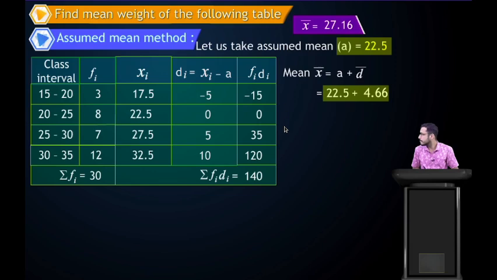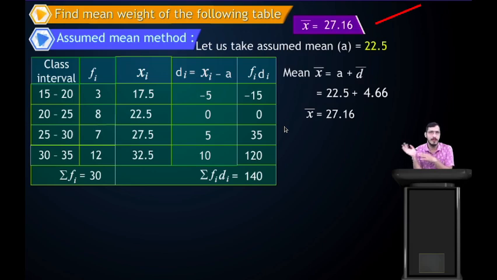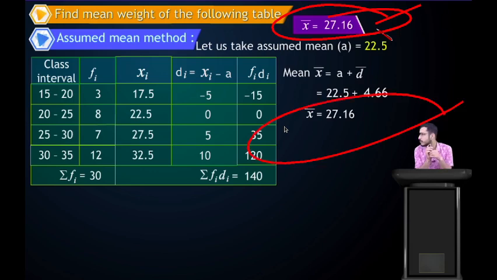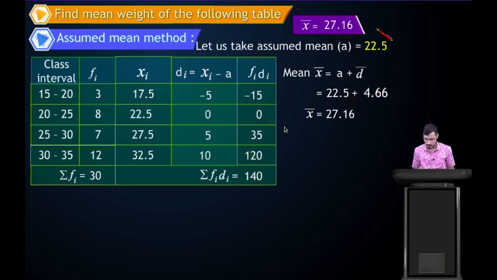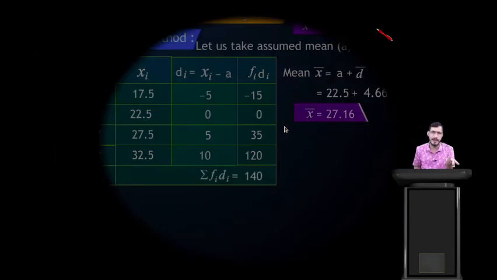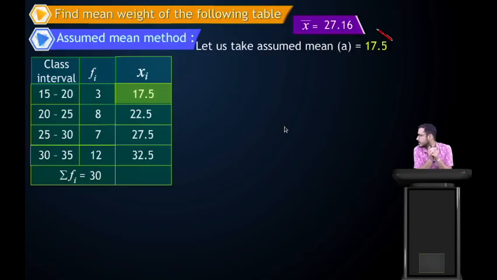The answer is yes, 27.16. So you can see when we find the mean by using the direct mean method, the answer is 27.16. Now when we are using the assumed mean method, you can see the answers are the same, 27.16. So students, you can use any method, assumed mean method or direct mean method. The answer will be unique here.